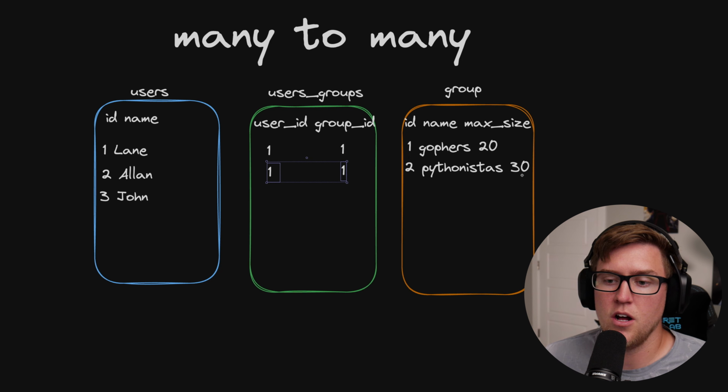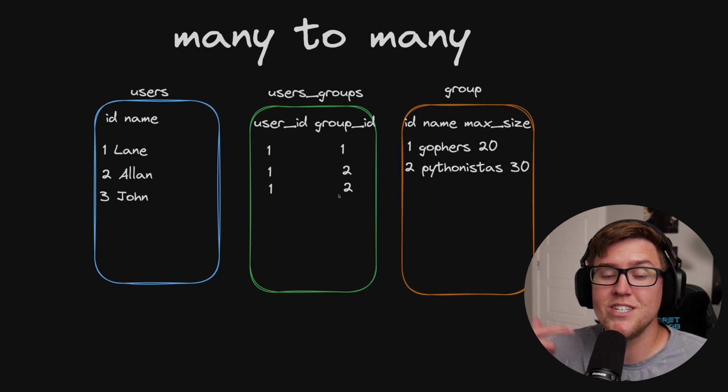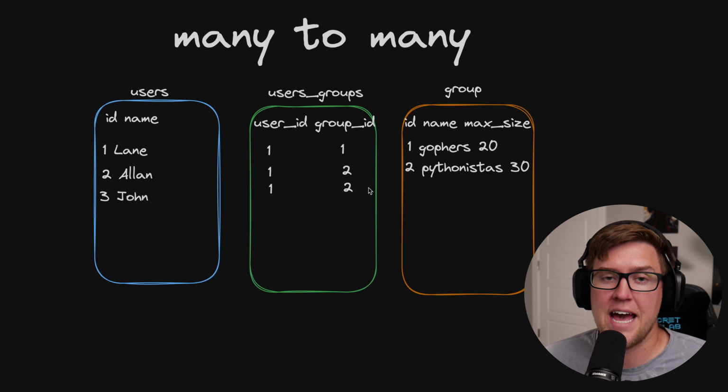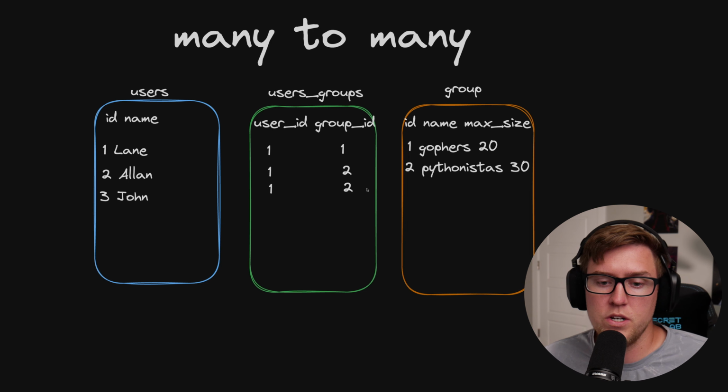Now let's say that Lane also joins the Pythonistas group. So we do user ID 1, group ID 2. Now, what I was talking about constraints earlier, what I mean is we wouldn't allow a second row to be added here that's identical to this other row because it's just fully redundant. It's telling us the exact same thing, right? That Lane has already joined the Pythonistas group. So we wouldn't do that.